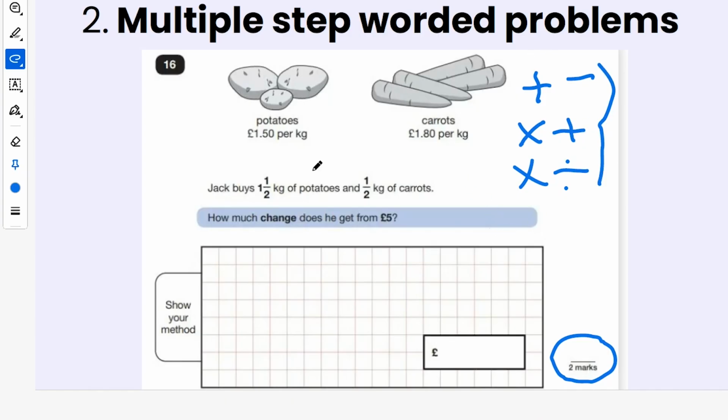So let's read this question and see if we can work out what to do. Potatoes are £1.50 per kilogram.